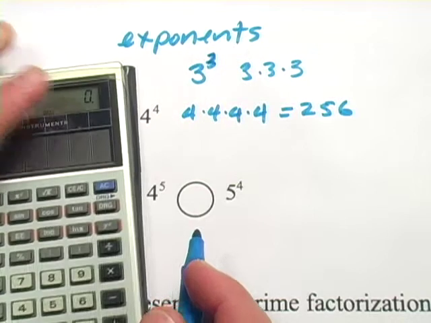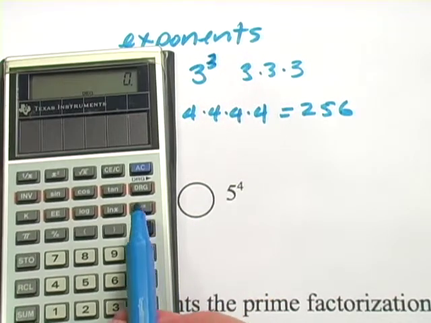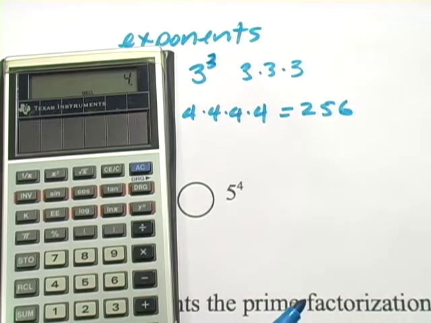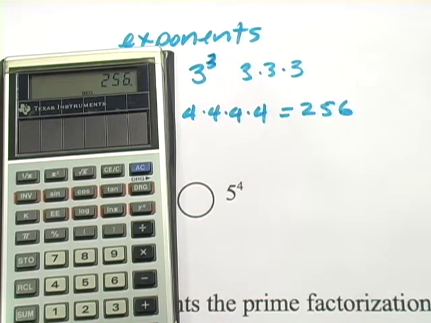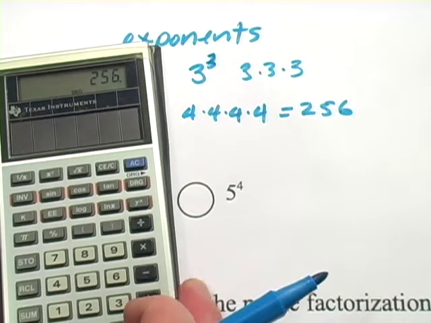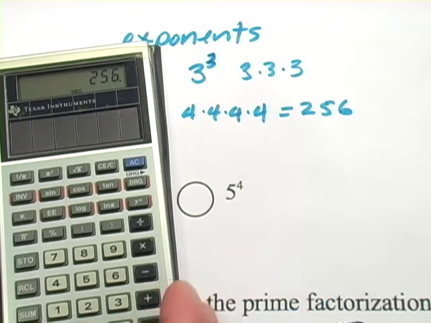But your calculator might also have something that looks like a y to the x key. I'll show you on mine. So this key right here says y to the x. So if I type in 4, that's my base, and then I hit the y to the x, and I type in the 4 for the exponent, this will be 4 to the 4th. So that's 256. So if you've got that on your calculator, that's a nice shortcut.